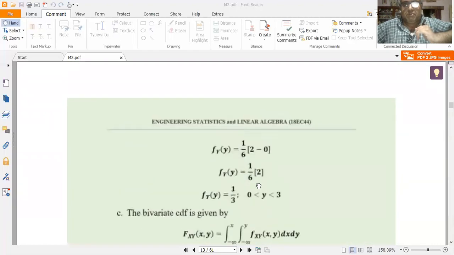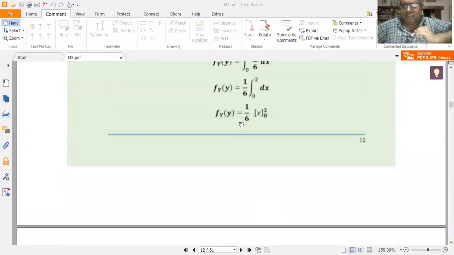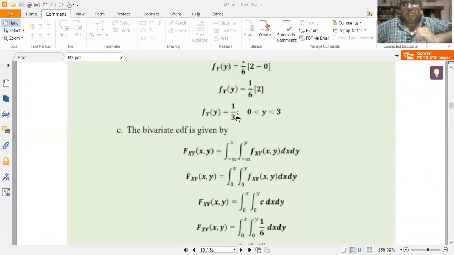So this evaluates to 1 by 3. fY(y) is equal to 1 by 3. I hope you know how to do the integration. Very simple integration. So fY(y) is equal to 1 by 3 for y lying between 0 and 3.